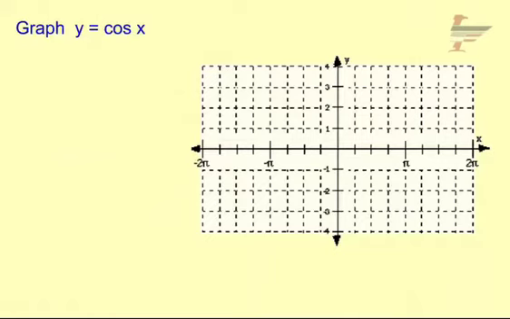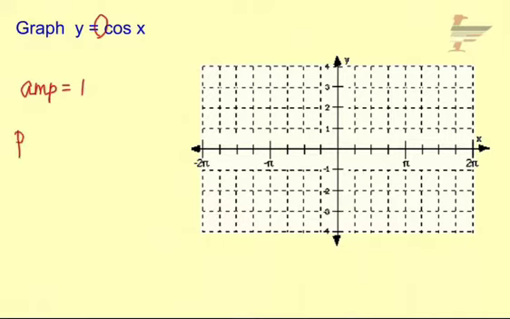y equals cosine of x. Anytime we graph these trig functions, there's a couple things we always want to find. First, for sine or cosine, we want to go ahead and find the amplitude. Now the amplitude is going to be whatever number is in front of the cosine, which if there's no number there, it's indicating that it's a 1.